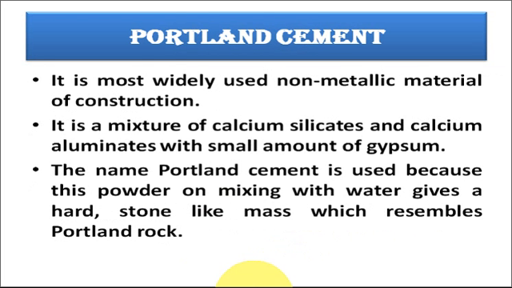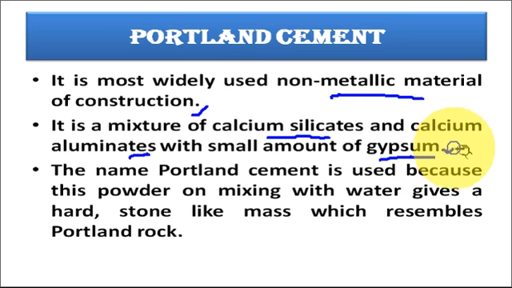So now coming towards Portland cement. It is the most widely used non-metallic material for construction purposes. It is basically a mixture of calcium silicates and calcium aluminates with a small quantity of gypsum. Gypsum is added as an additive to the Portland cement.